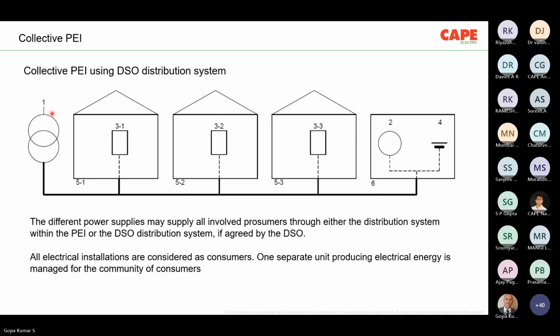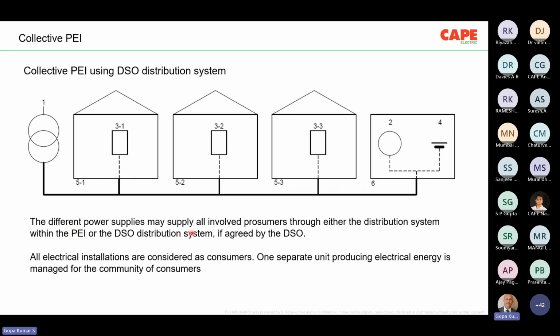In this case, it's a collective PEI using the distribution company's distribution system, the DSO's distribution system. That means there is a transformer, and the black line indicates that the distribution system is owned by the DSO. And here there are different buildings, different prosumer installations. So 51, 52, 53 are the different prosumer installations, and number 6 is a generating station. So this is an example of a collective prosumer electrical installation.